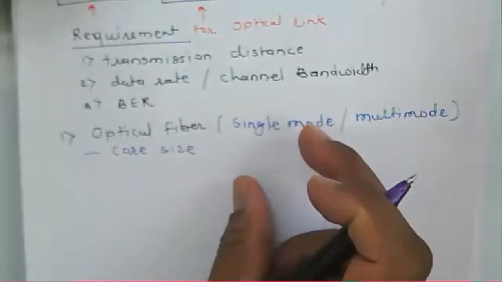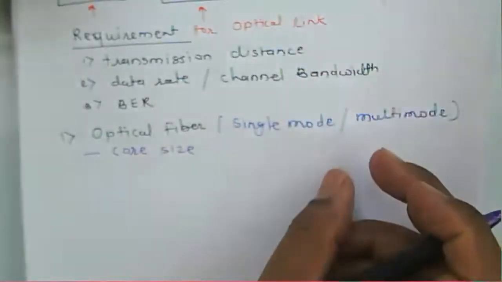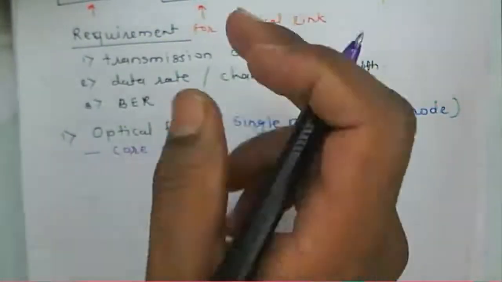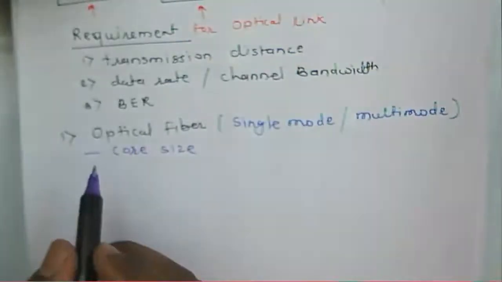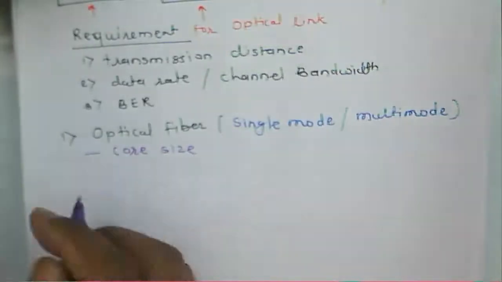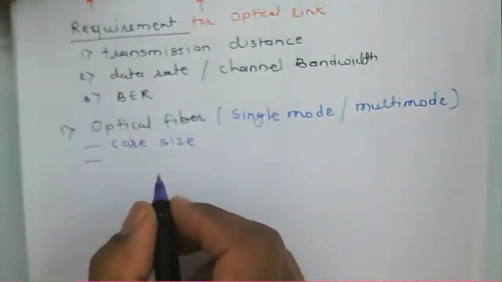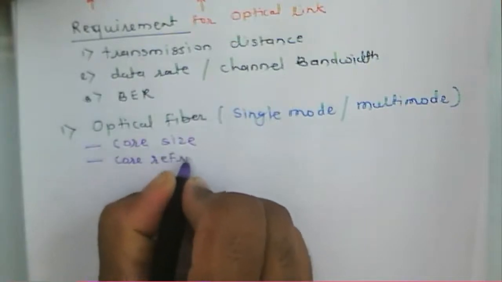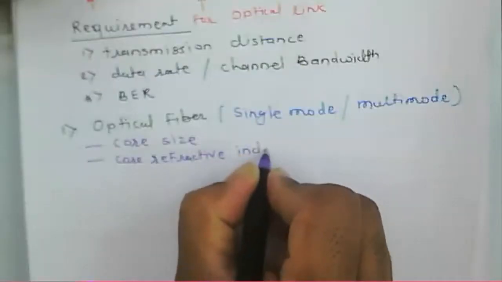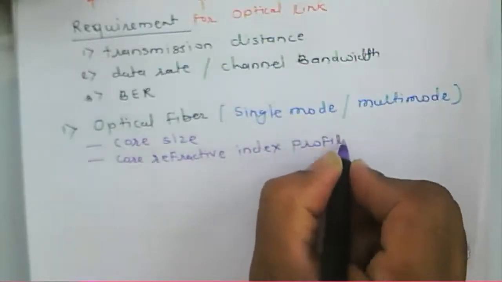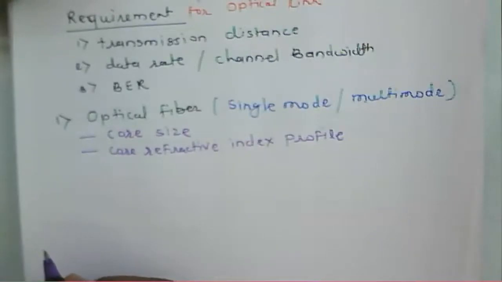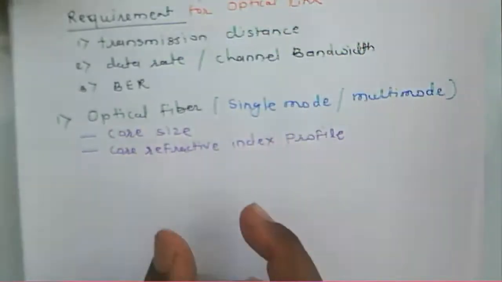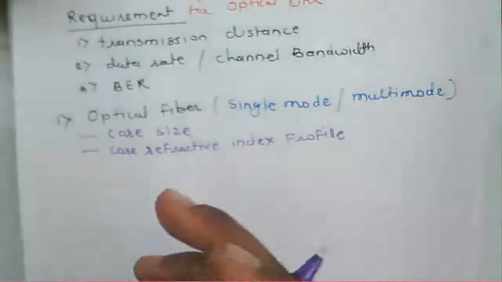That core size of a fiber will tell you what the supporting modes will be, or what source is to be used for this particular optical fiber. So that's why we require the core size of our optical fiber. And then another is the core refractive index profile, and that core refractive index profile will tell you what the dispersion or the attenuation will be.